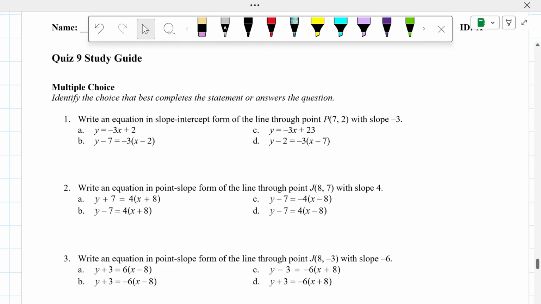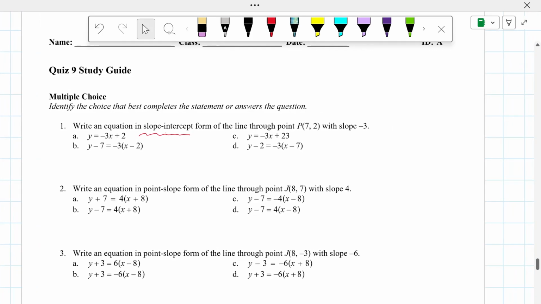All right, so here we go with your Quiz 9 study guide. Problem number 1. We're going to write an equation in slope-intercept form of a line through the point 7, 2 with a slope of 3. So since we're given a point and the slope, we're going to write it in point-slope form first, and then we're going to convert it to slope-intercept.